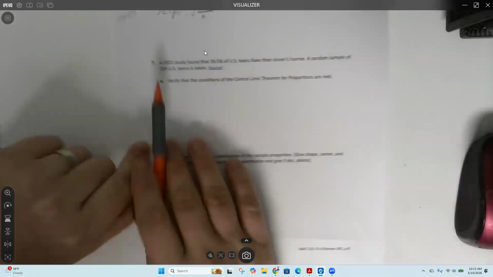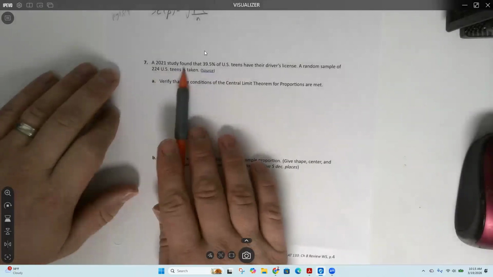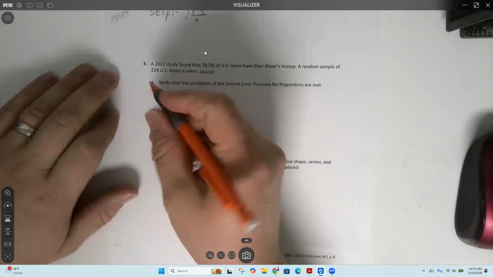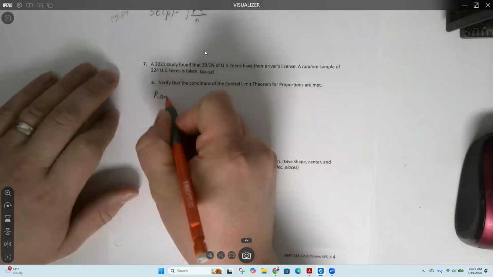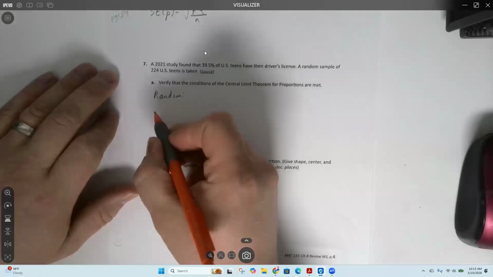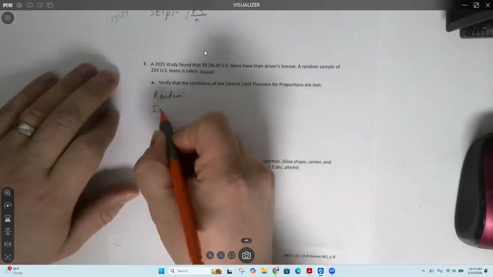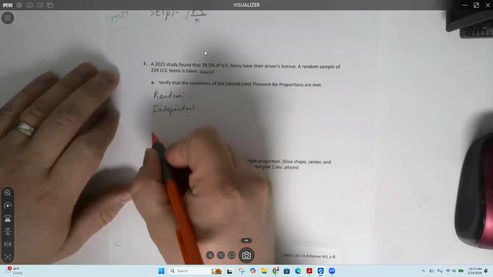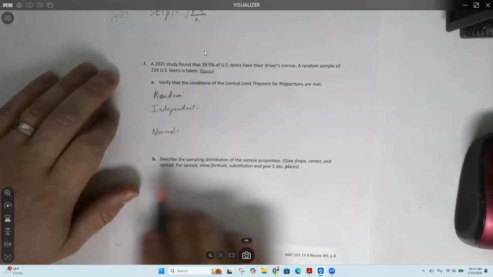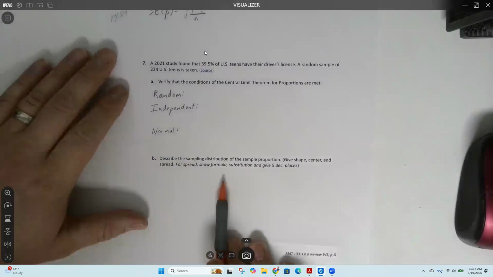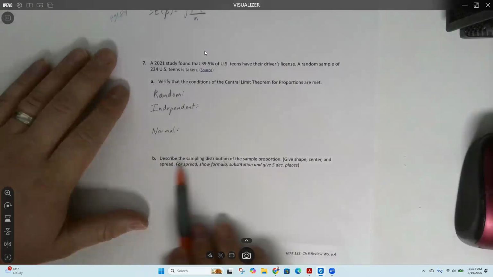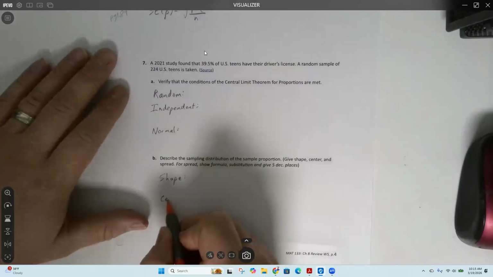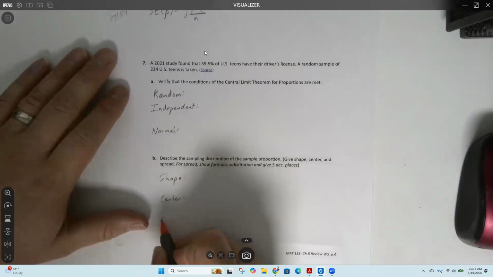Anyway, for question number 7, a study found that 39.5% of U.S. teens have their driver's license. Verify the conditions of the central limit theorem are met. They are very similar to the one for means. We want random, independent, and normal. Okay. And then once you've checked those three, if you get 3 yeses, describe the sampling distribution: describe the shape, describe the center, and describe the spread. Okay.